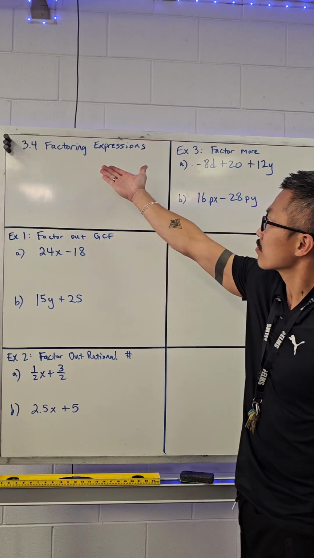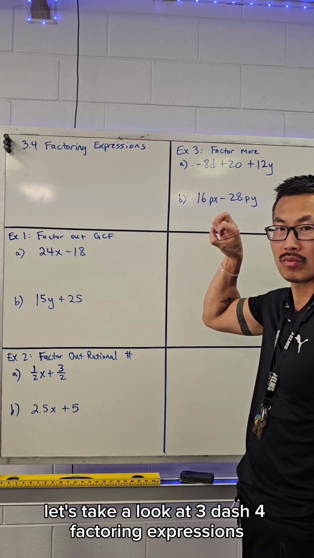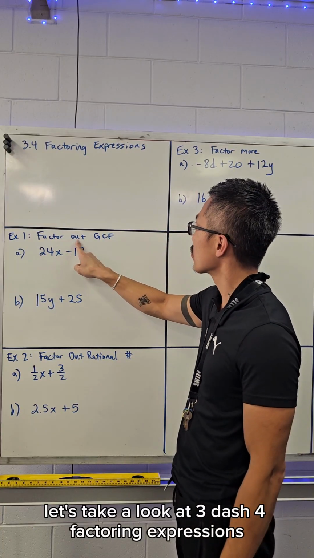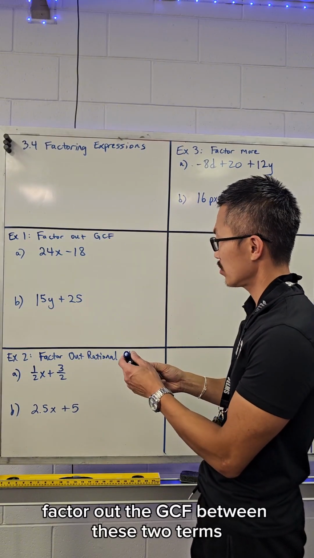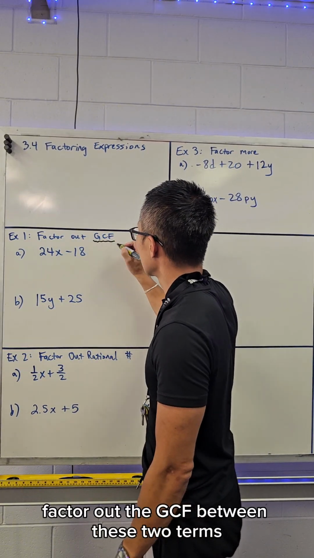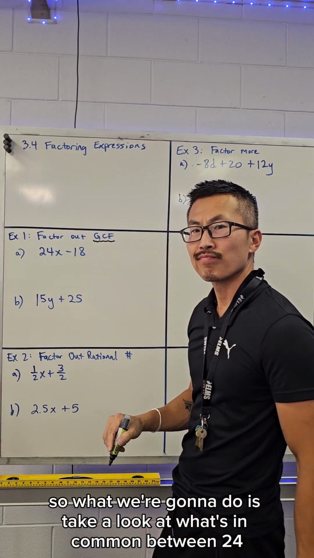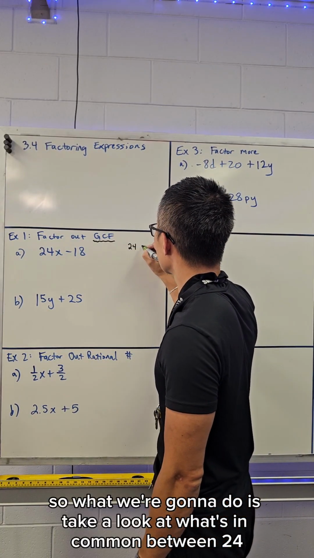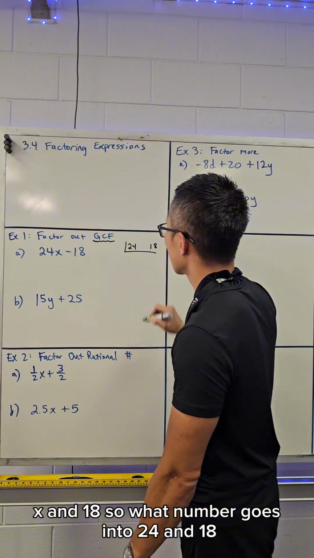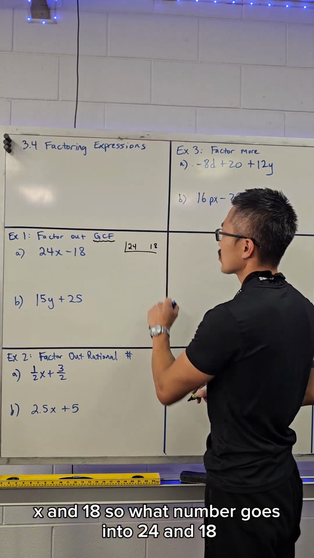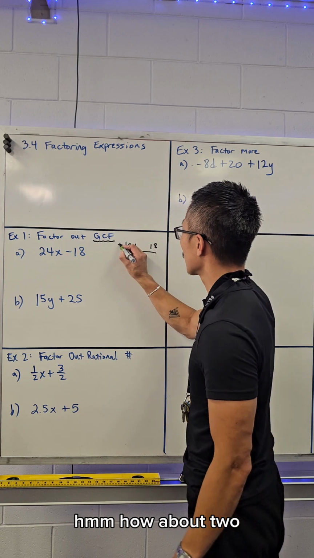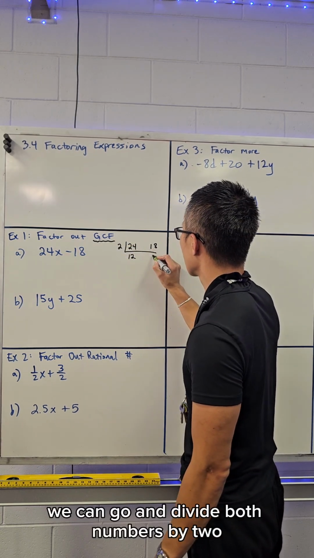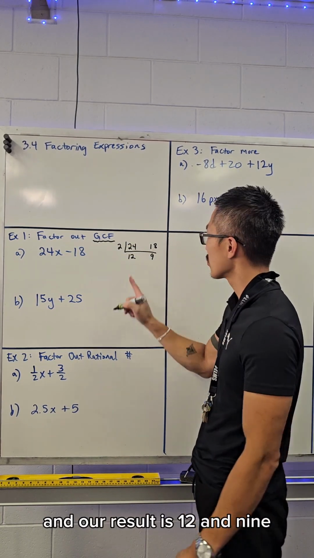Anyway, let's take a look at 3-4 factoring expressions. So here, example number 1, factor out the GCF between these two terms. So what we're going to do is take a look at what's in common between 24x and 18. So what number goes into 24 and 18? How about 2? We can go ahead and divide both numbers by 2, and our result is 12 and 9.